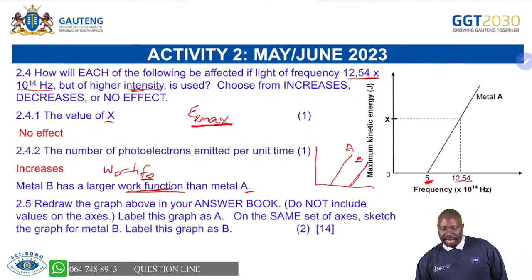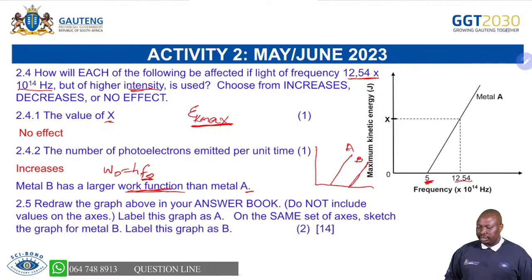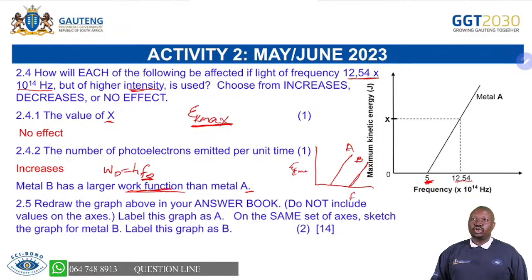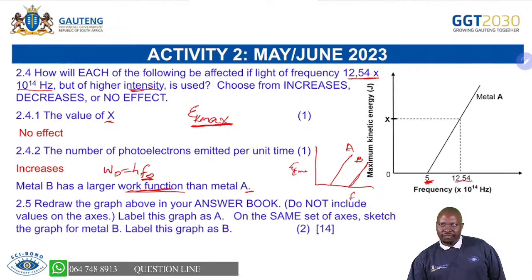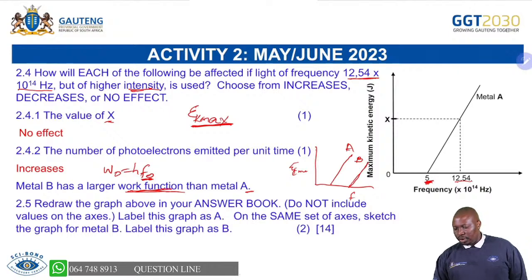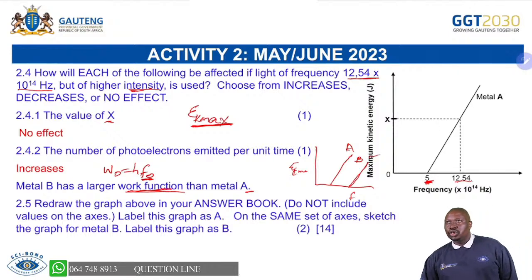So you are able to draw your graph on the same set of axes, and then you can show your EK max here. You can show your frequency this side. They said you don't have to show the values. We just wanted to see how the graph will shift when we increase work function, we increase the threshold frequency. Hence graph B will be on that point. Then you are able to do that one.